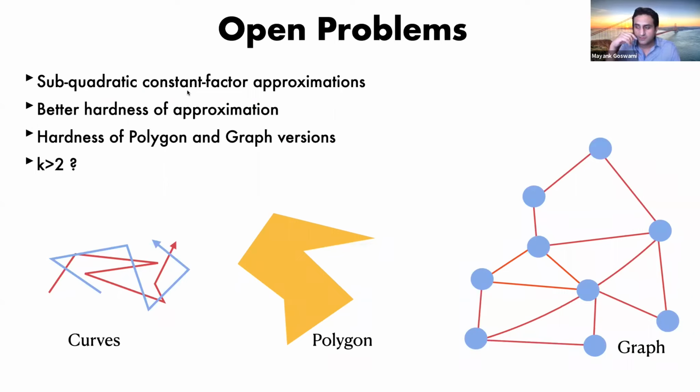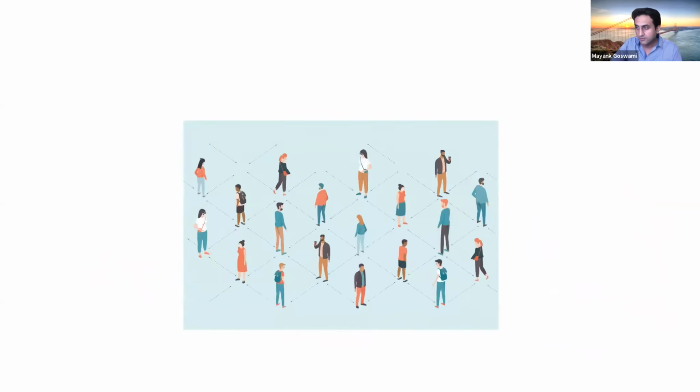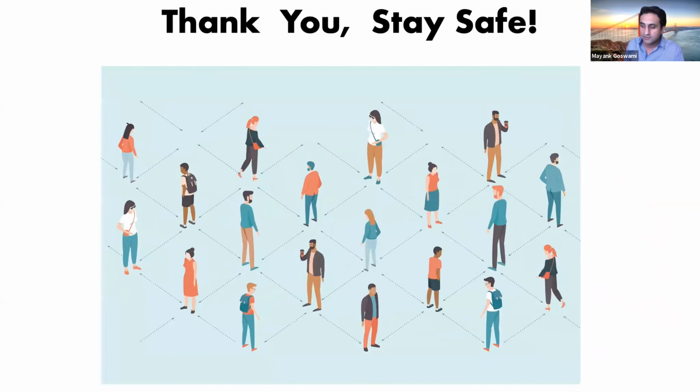Some polygon and graph versions, as I mentioned, we don't have hardness, and one of the major open problems is what can you say about multiple agents who are all trying to stay socially distant from each other. And that will be all. I'm happy to take any questions, and thanks for listening.